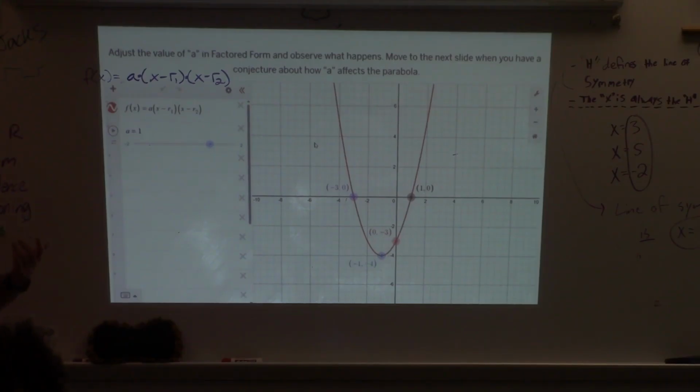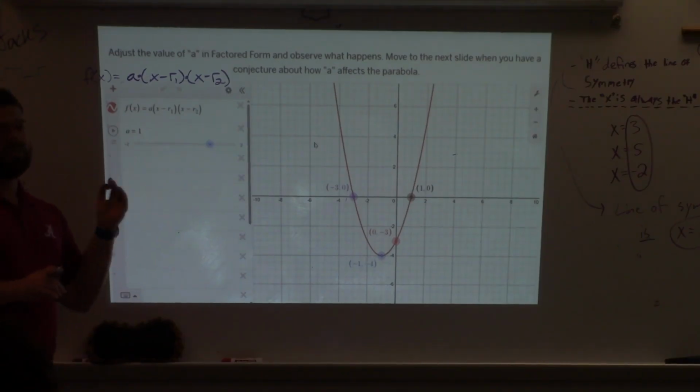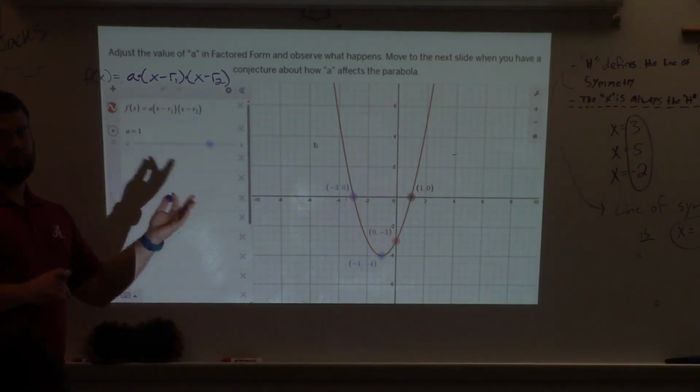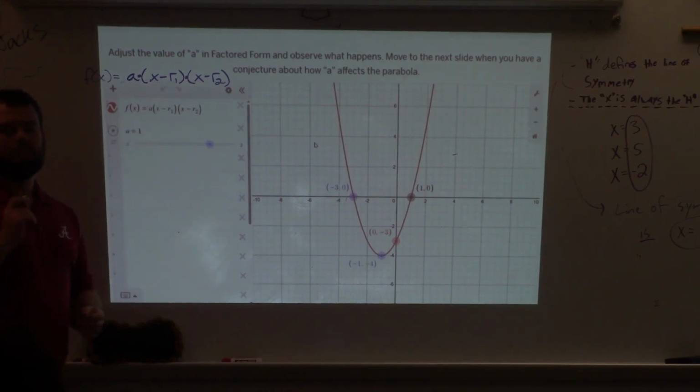Right, so I'm not telling you the answer, but we've got this slider here. Move your slider back and forth. I need you to make a conjecture about how A affects the parabola. Once you're done with this, what are you going to do? Move to the next slide. When you're done with that slide, what are you going to do? Move to the next slide.